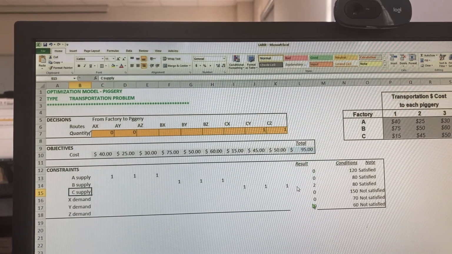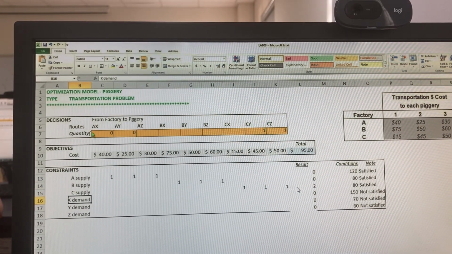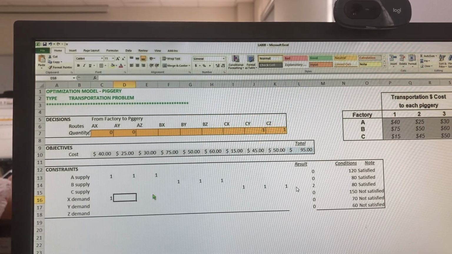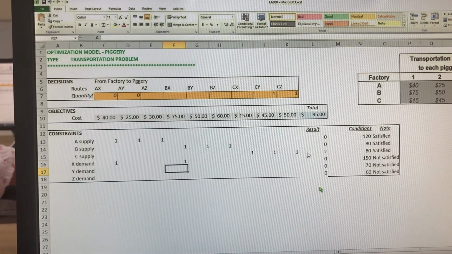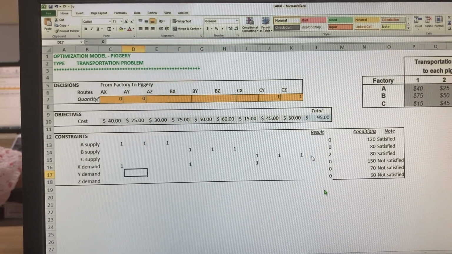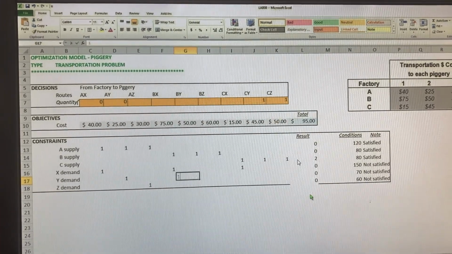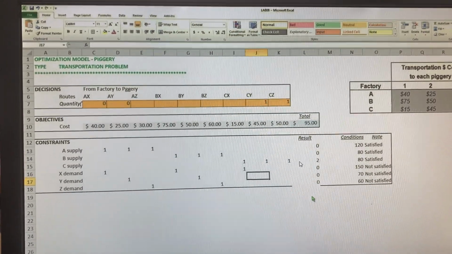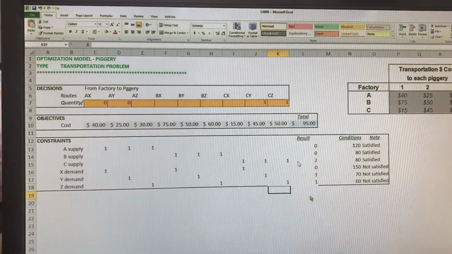Now, what about the demand from X? From A to X, we assign number 1 here. From B to X, it should be 1 there. Alright, 1 there. What about Y demand? Same thing. 1. Is it 1? Not 1. Are you with me?